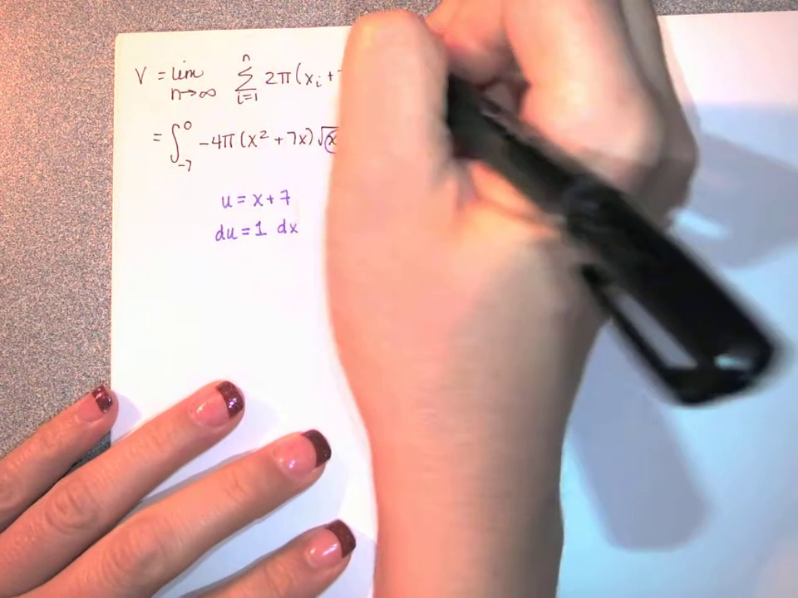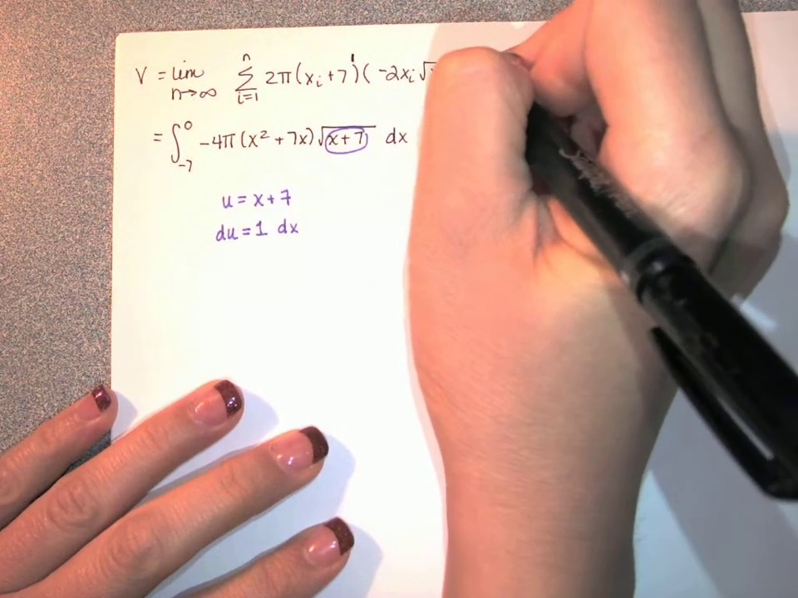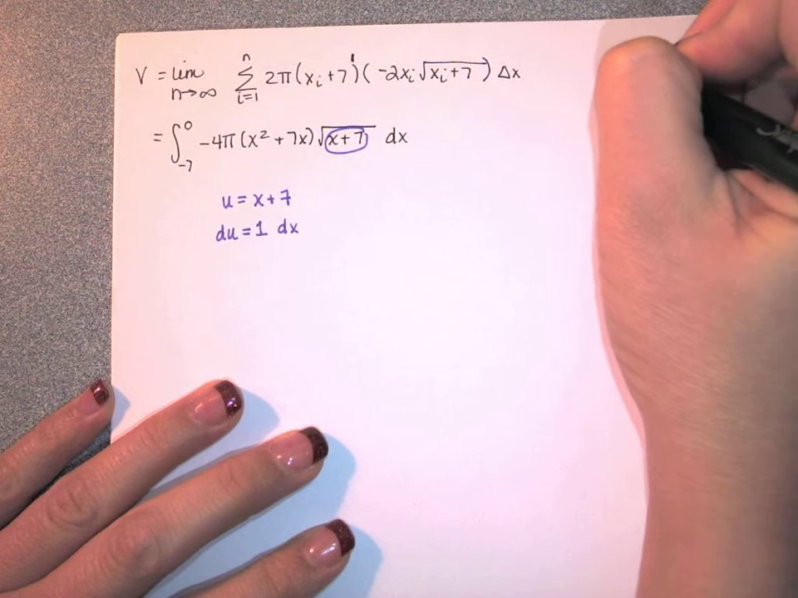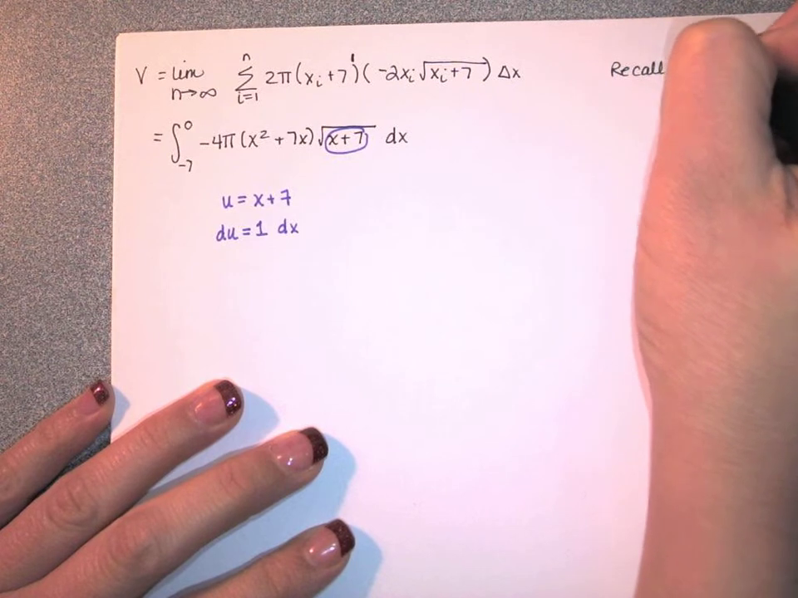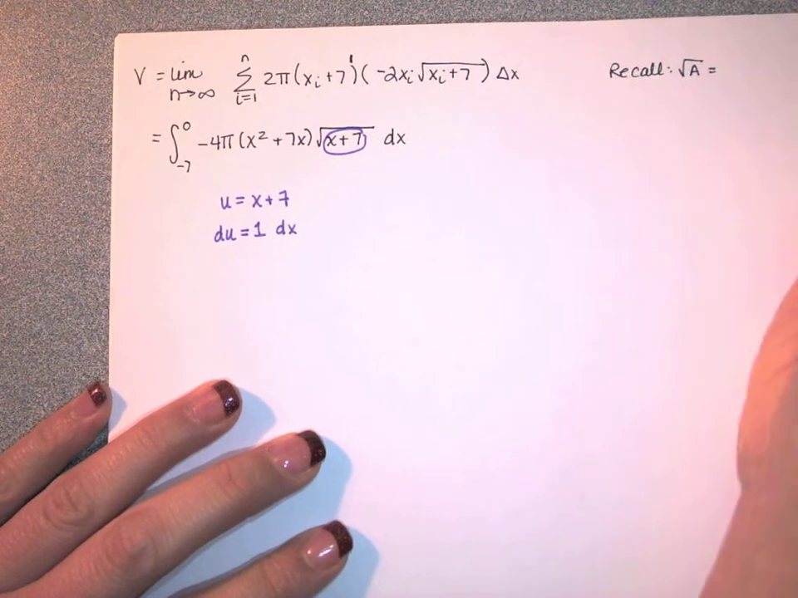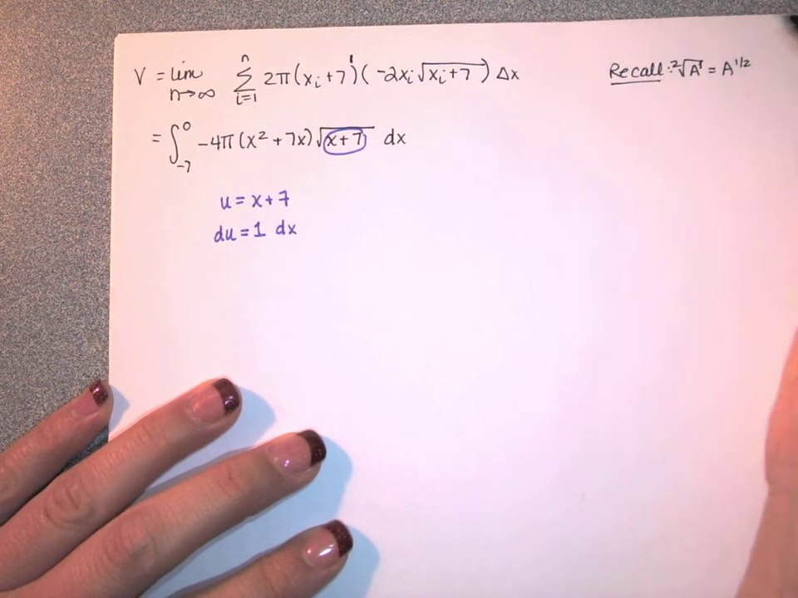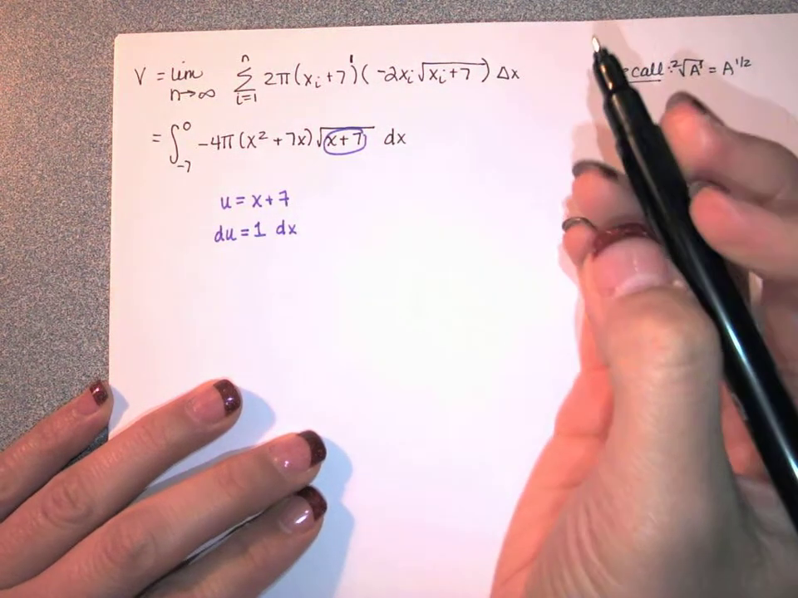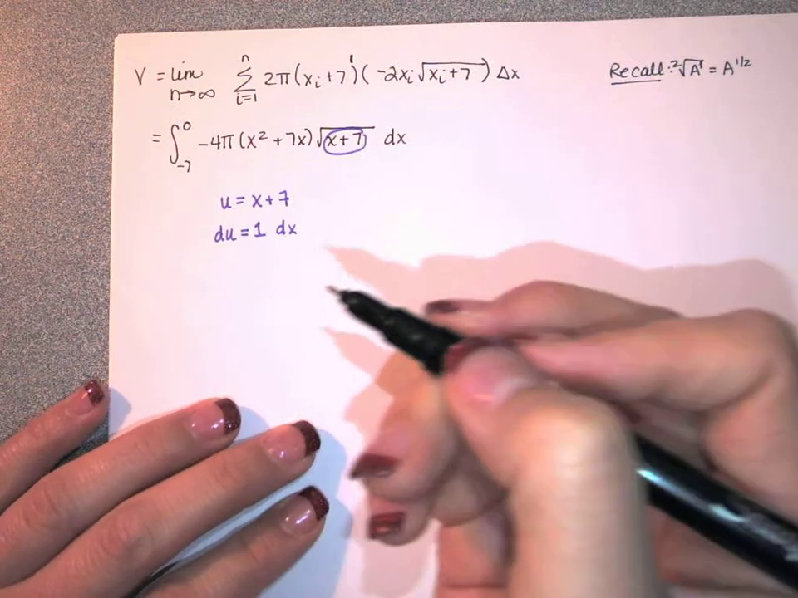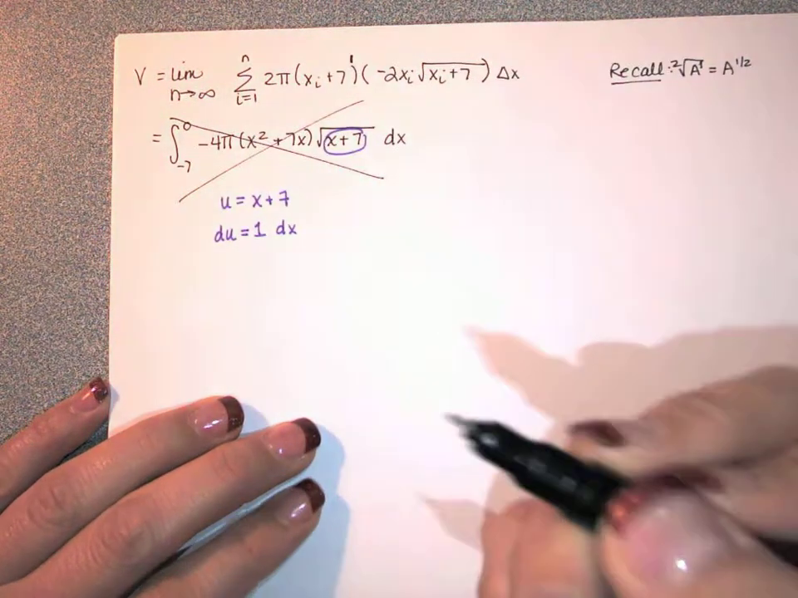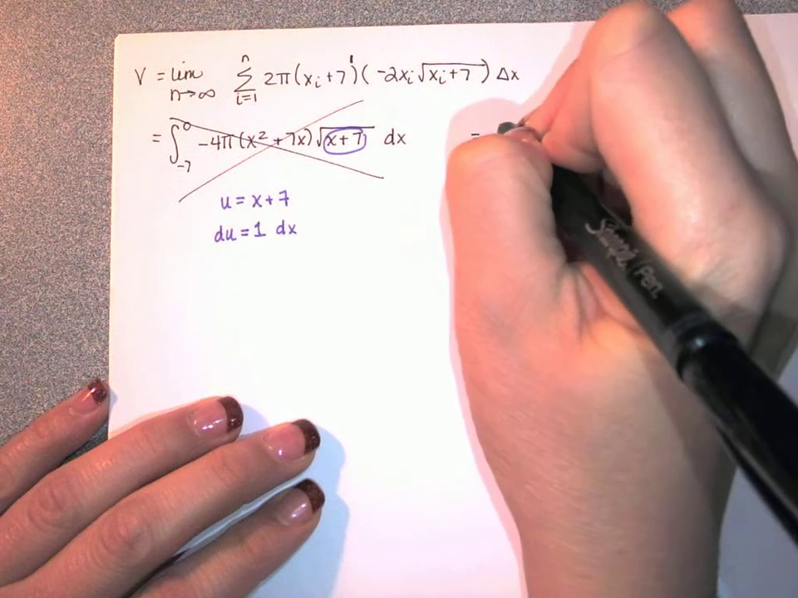Notice you've got an x plus 7 to the first, and here's an x plus 7, and we're taking the square root of it. Remember, whenever you have the square root of a, that is a to the 1/2 power. So this is actually x plus 7 to the 1/2. So I'm just going to scratch that for right now. This is equal to that, but it's not helping us, so I'm going to write it differently.